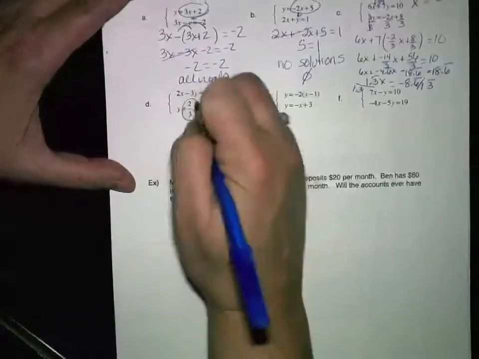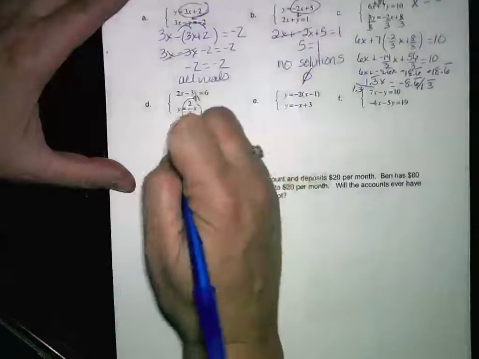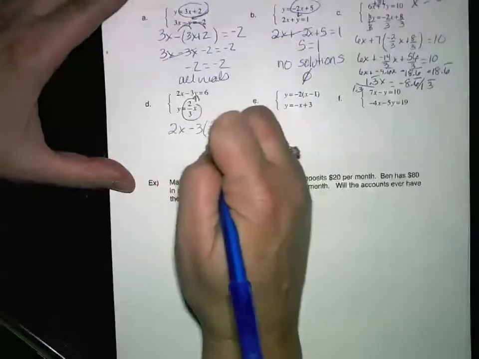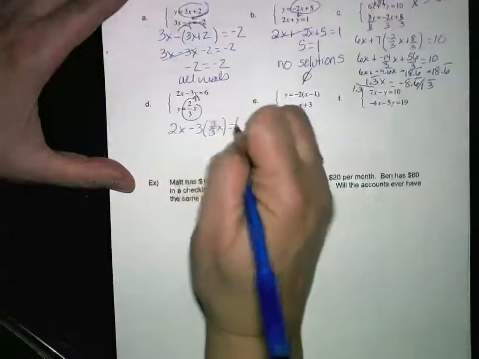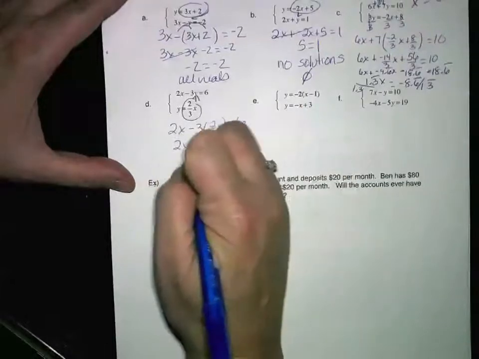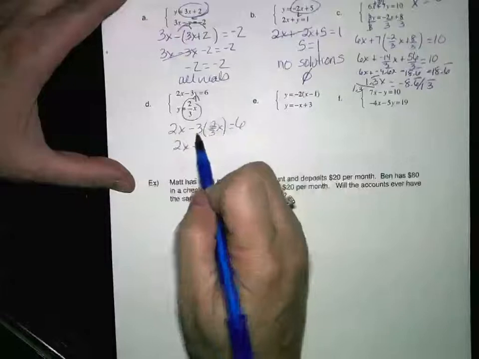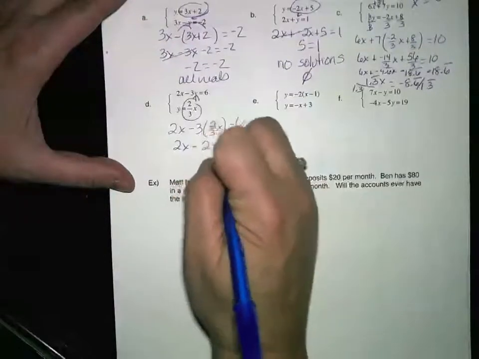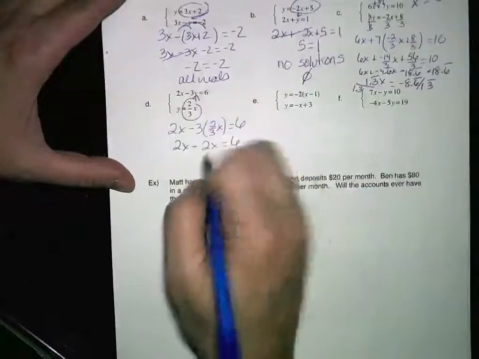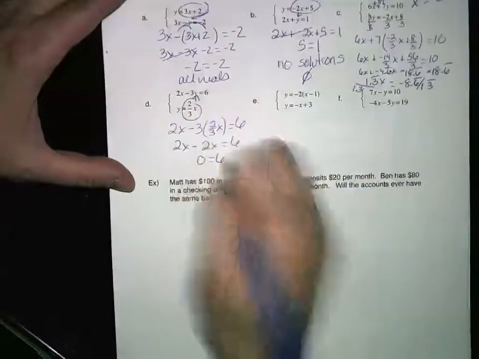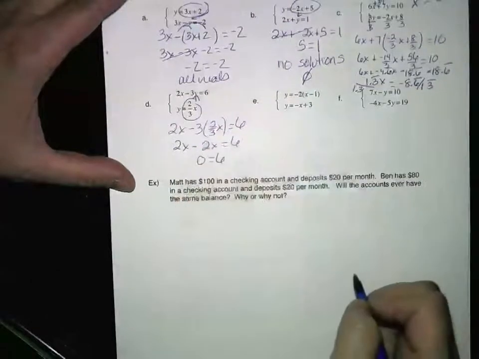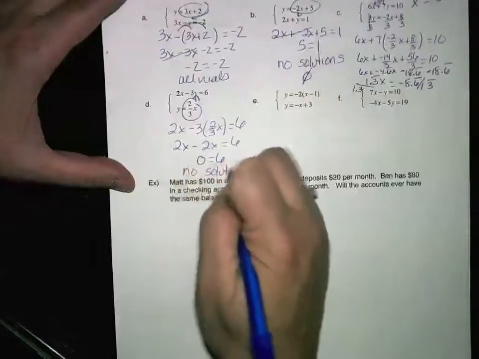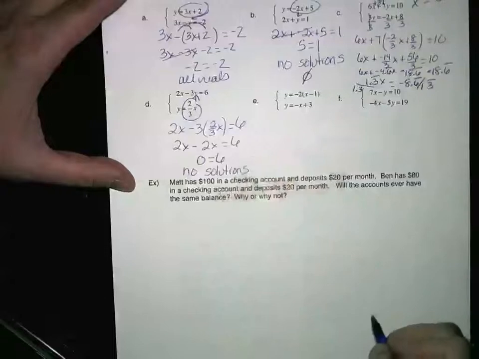Letter D, take this and put it in place of the y. So you will have 2x minus 3 times 2/3 x equals 6. Negative 3 times 2 is negative 6, divided by 3 is 2x. So we end up with 0 equals 6. That's not a true statement, so there are no solutions.